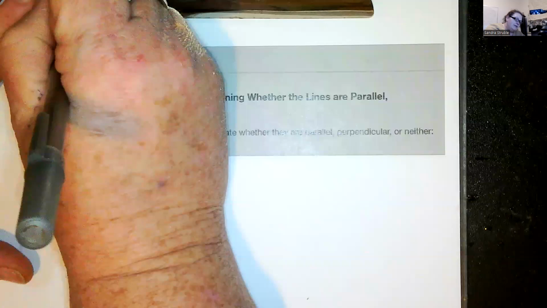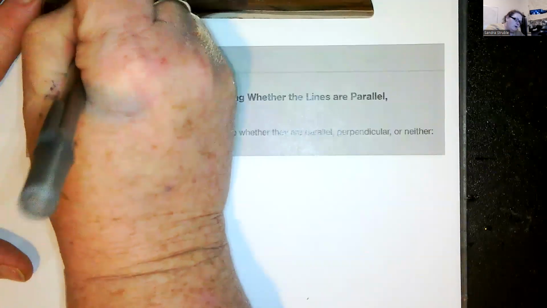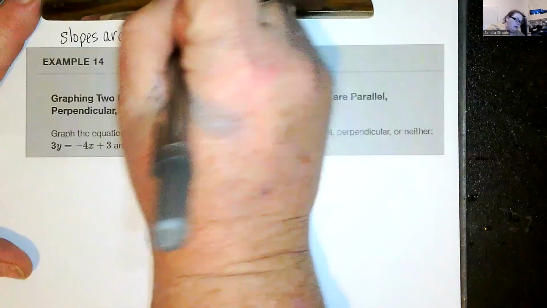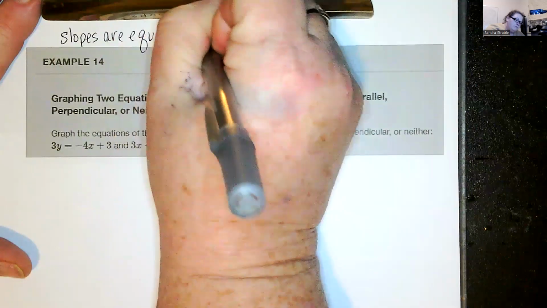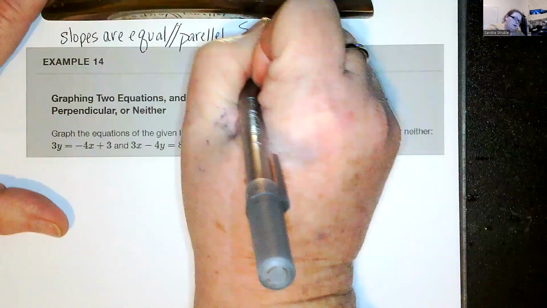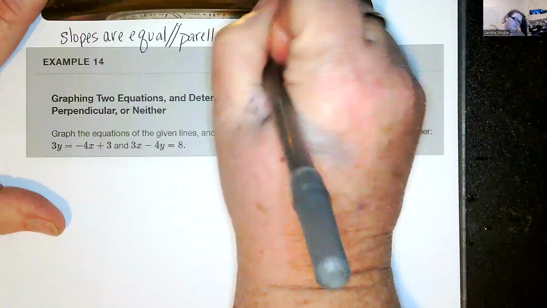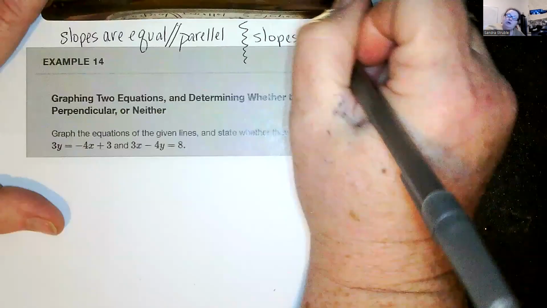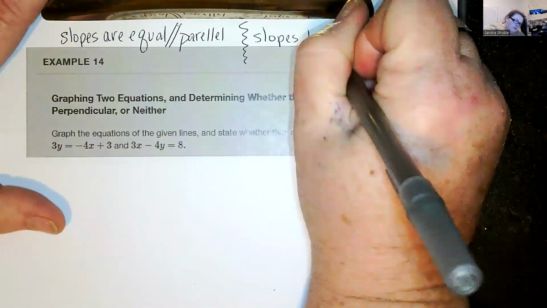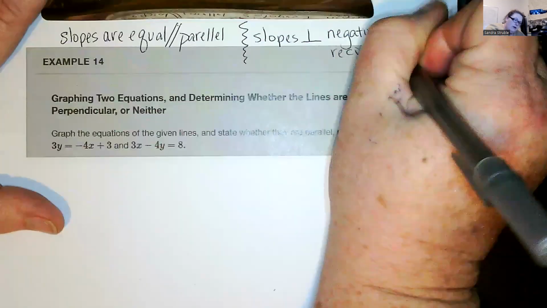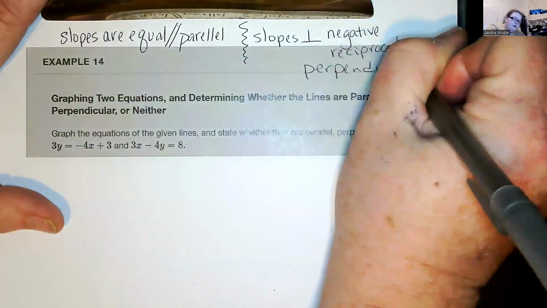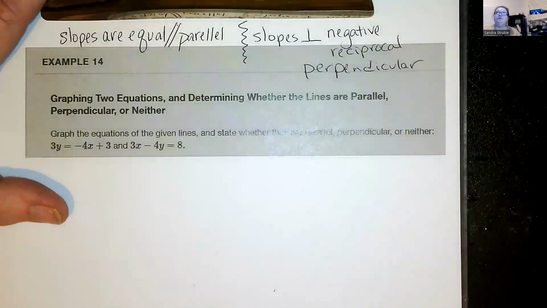And if the slopes are the same, if their slopes are equal, okay, that is parallel lines. They are parallel lines. All right. If the slopes are a negative reciprocal, and that's perpendicular. Perpendicular. All right. If it's neither one of those, then the answer is neither.